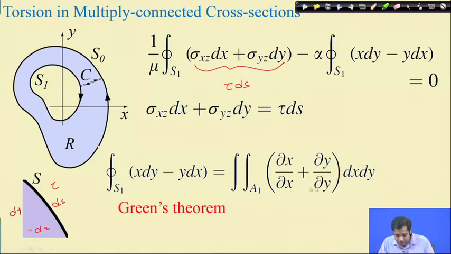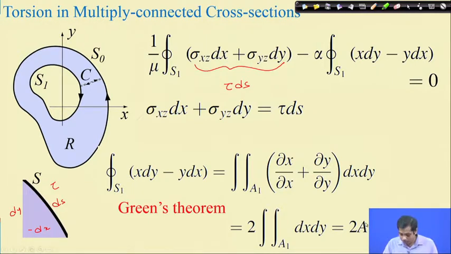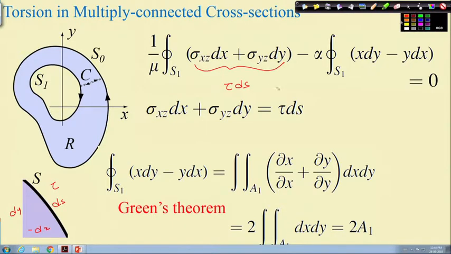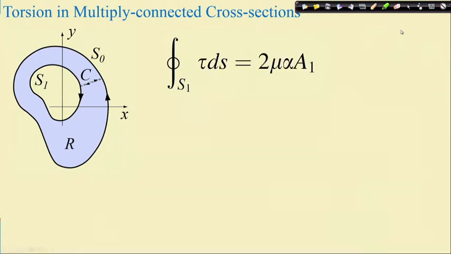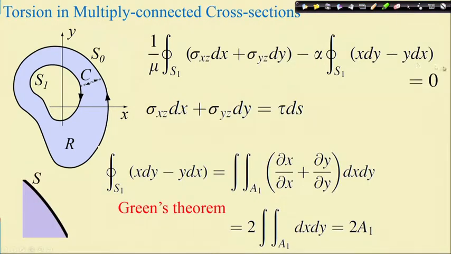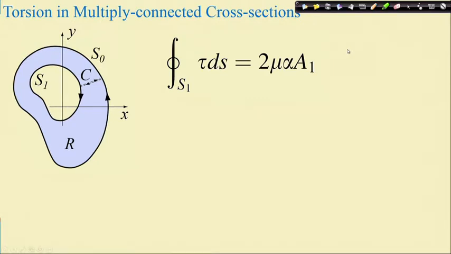Now, look at this expression. This is equal to dx dy over A1, and the integration of dx dy over A1 is essentially the area itself, and therefore this becomes 2 A1. So, the first expression is tau ds, and the second expression is 2 A1. Now, let us substitute these two expressions in this equation, and because this has to be equal to 0, this is the final equation we get.